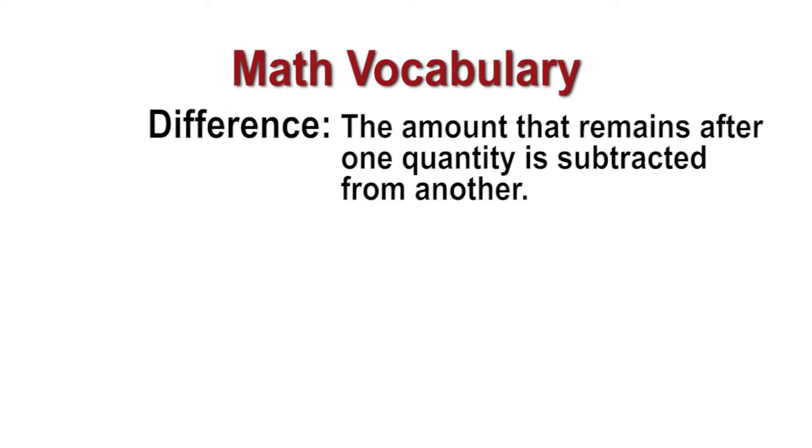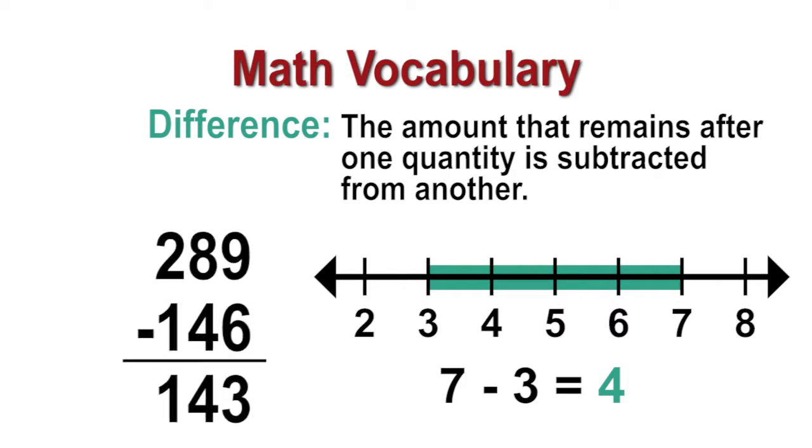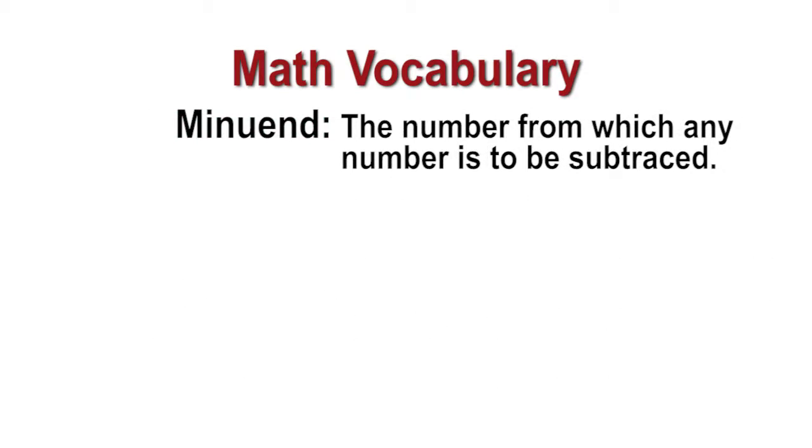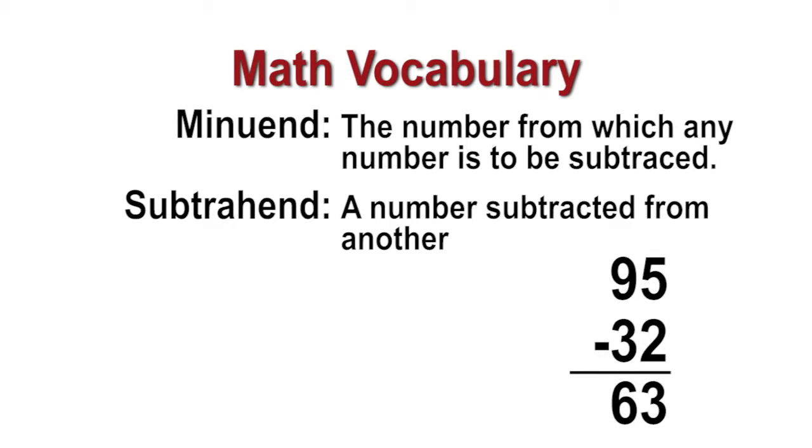Difference: the amount that remains after one quantity is subtracted from another. It is the range between two numbers on a number line. For example, in the equation 289 subtract 146 equals 143, 143 is the difference. Minuend: the number from which another number is to be subtracted. Subtrahend: a number subtracted from another. In the problem 95 subtract 32, 32 is the subtrahend and 95 is the minuend.